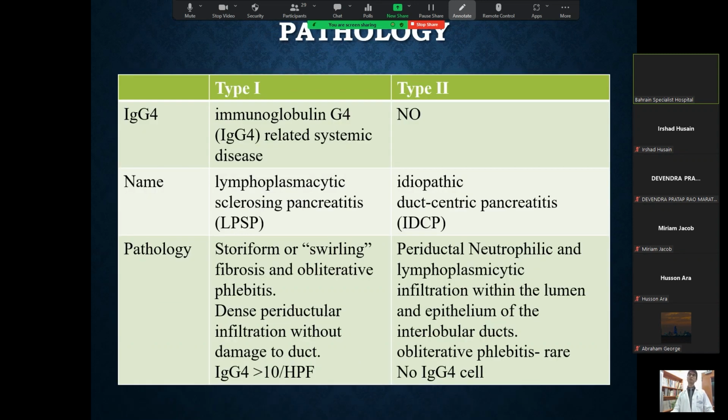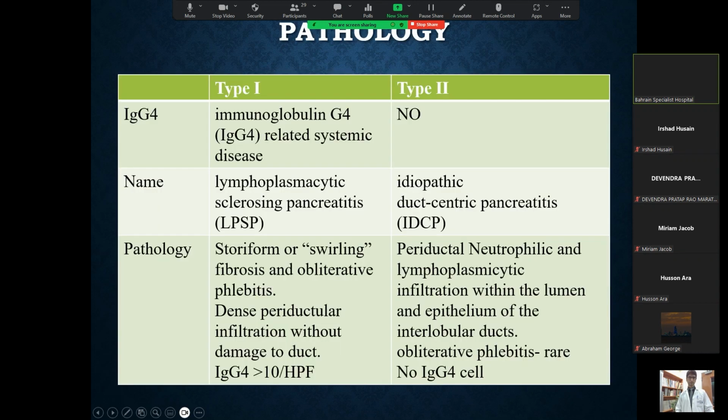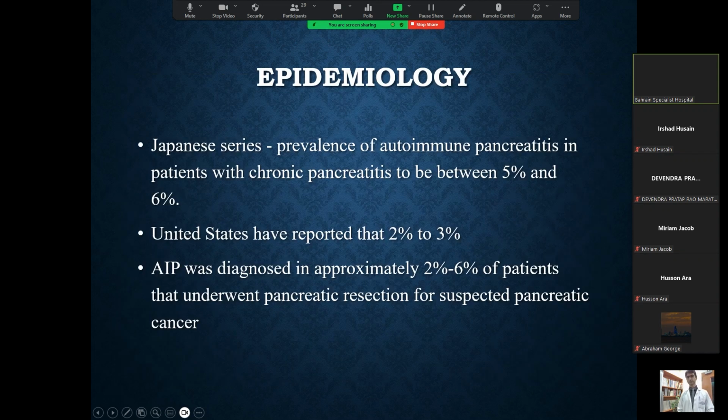As I said, IgG4 is usually elevated. So IgG4 related systemic diseases are also very common in type 1. Type 1 is also called lymphoplasmacytic sclerosing pancreatitis, and the second one is idiopathic duct-centric pancreatitis, in which we don't find IgG4 positive cells. Both can lead to storiform duct obliterative phlebitis, with more IgG4 in type 1, like more than 10, and no IgG4 cells seen in type 2.